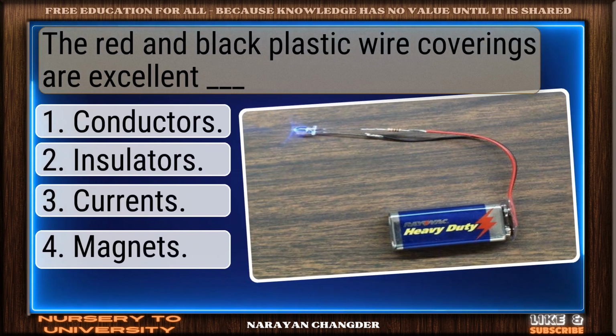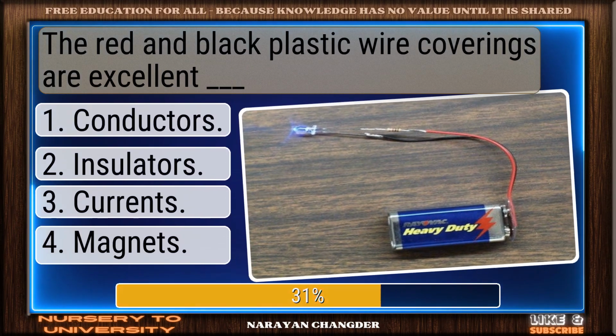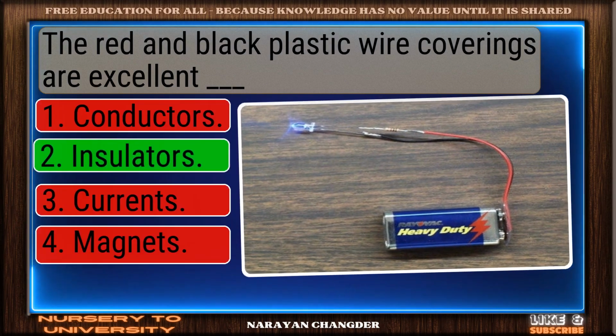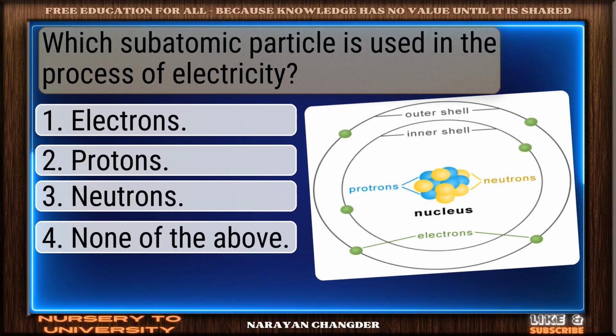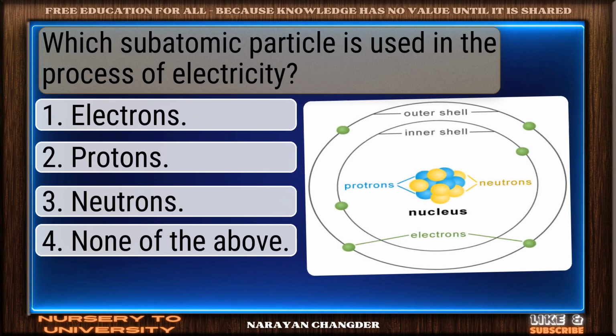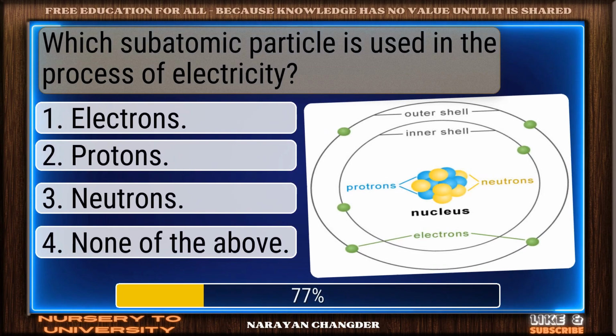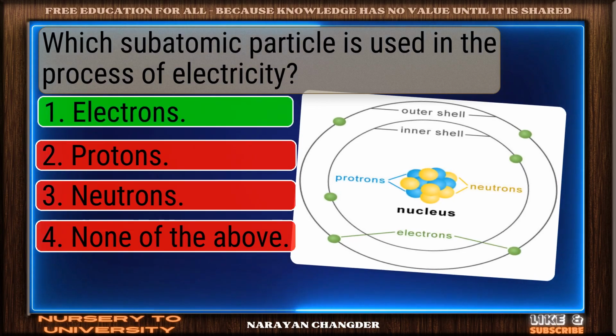The red and black plastic wire coverings are excellent dash. On track. Insulators is correct. Which subatomic particle is used in the process of electricity? Nice work. Electrons fits perfectly.